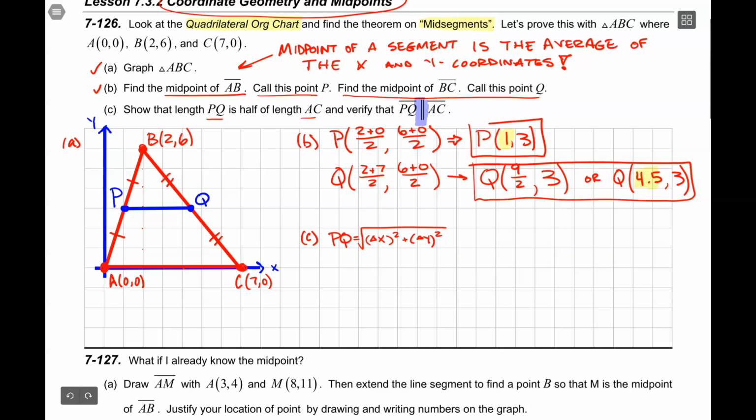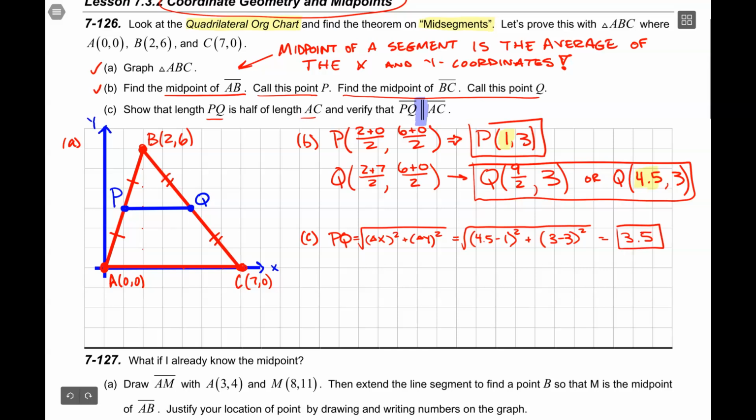Now really, we're calculating the length of a horizontal segment. A horizontal or vertical segment, it's easy enough to count squares on graph paper to figure out how long they are. I'm just showing you the formula here so you have some more experience with it. So let's take a look. Our delta x from P to Q is going to be 4.5 minus 1. And then our delta y, that's because we're a horizontal segment, 3 minus 3 is 0. And that's why this formula ends up being kind of easy and ridiculous to use if we're just literally counting a horizontal distance. But that ends up being 3.5 units.